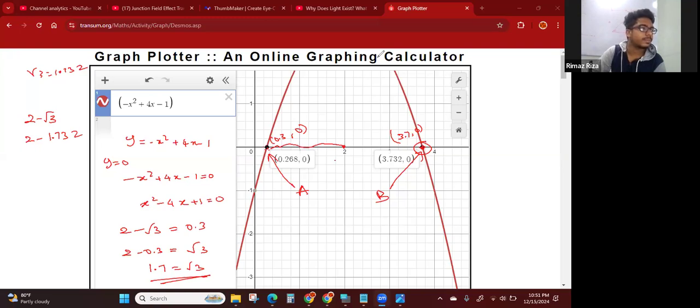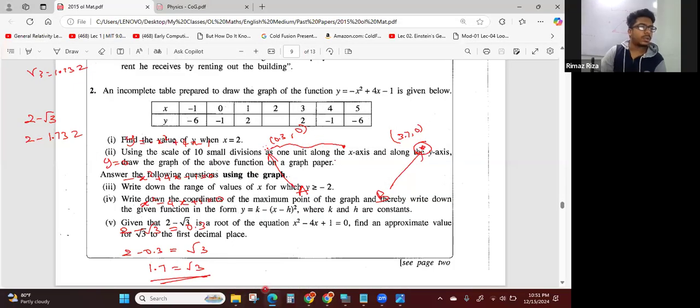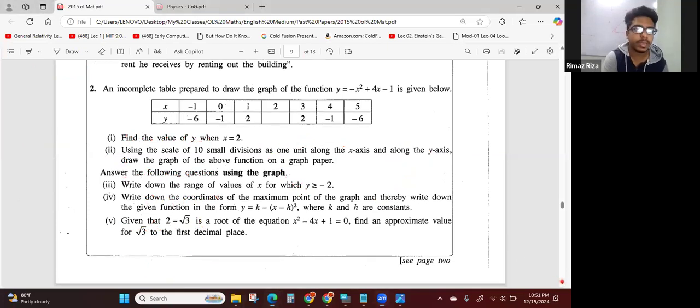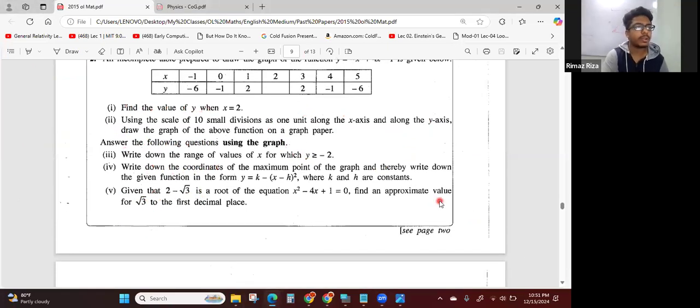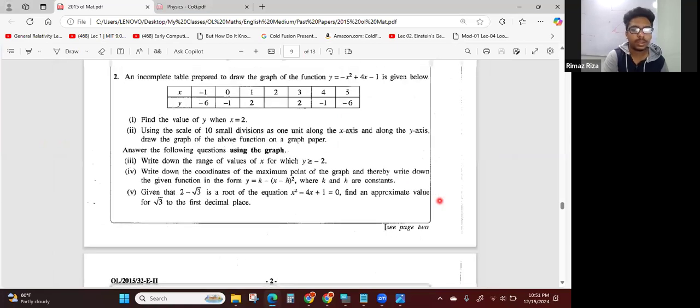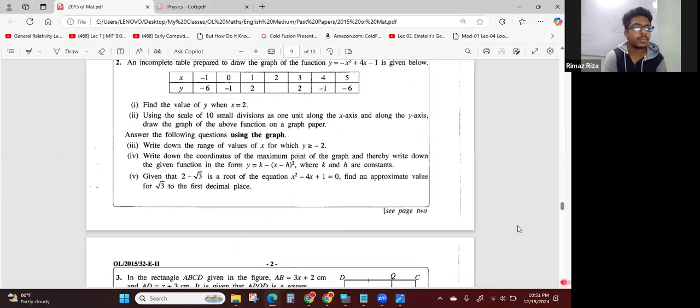Okay, good. So therefore the answer is root 3 is 1.7. Okay. Now I have explained you this entire question. Now let's say you have the knowledge for this question. So then this will be a very easy question actually.